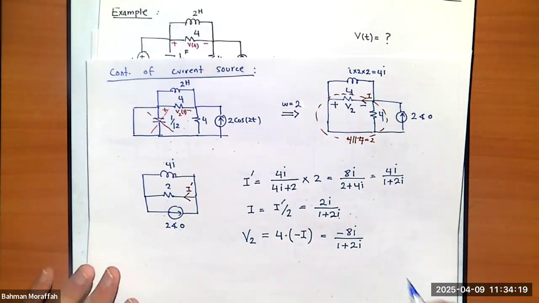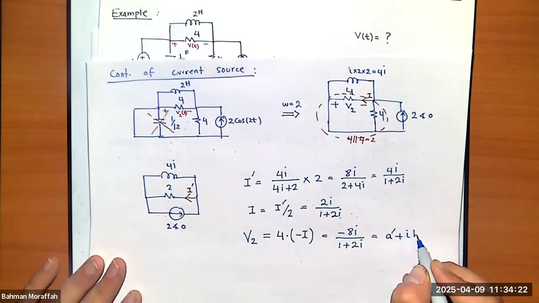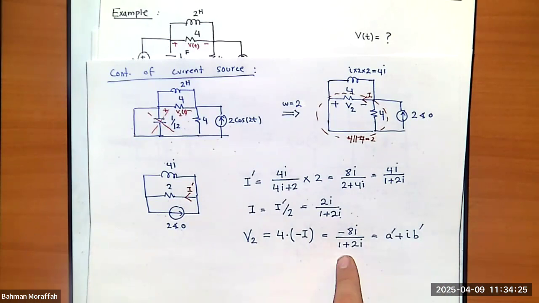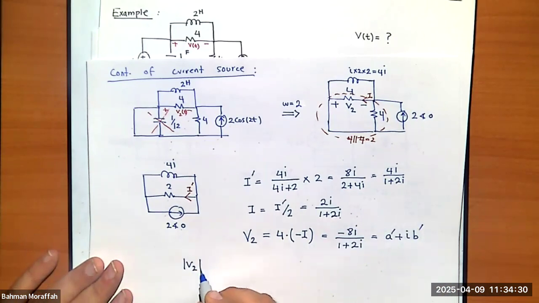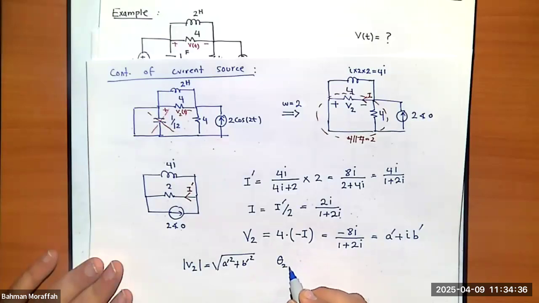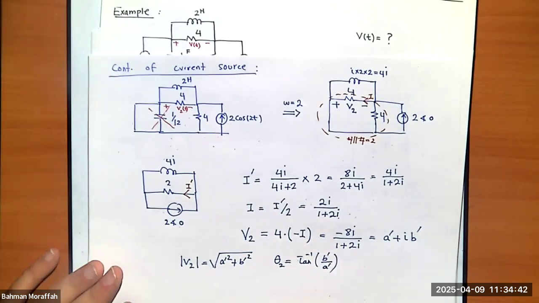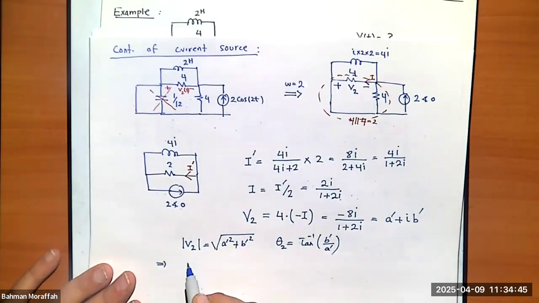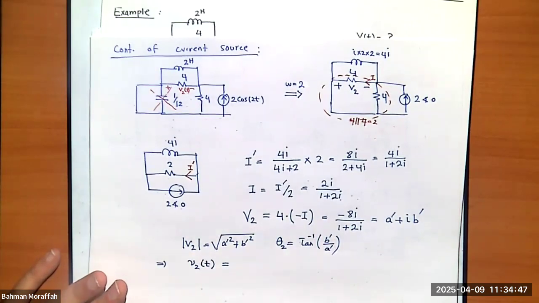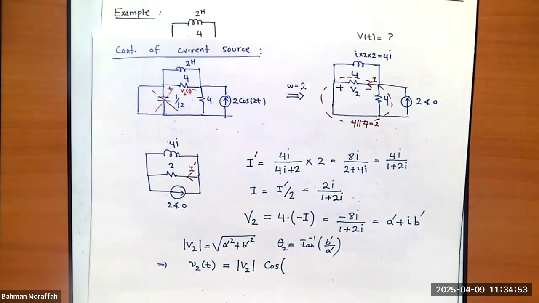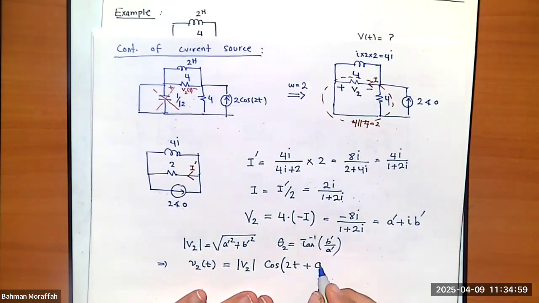Again, I can write this as some a prime plus i b prime. I just need to multiply the whole thing by the complex conjugate of the denominator. And as soon as I do that, I can compute V2, which is the square root of a prime squared plus b prime squared. I can find theta 2, which is tangent inverse of b prime over a prime. Therefore, I know V2 of t. What is V2 of t? Well, it's the magnitude times cosine. What is the frequency I have this time? This is 2 times t plus theta 2.